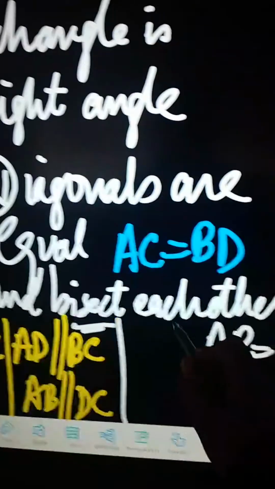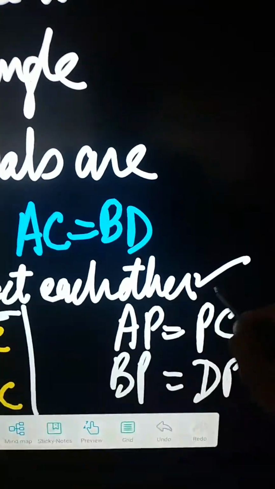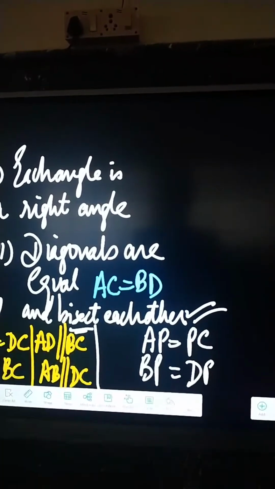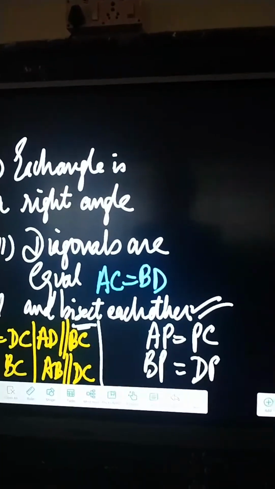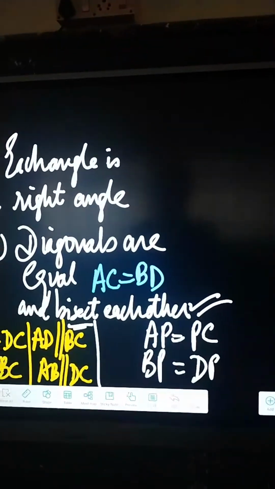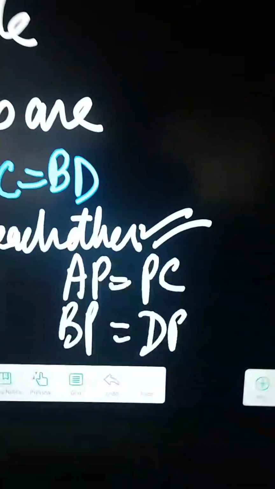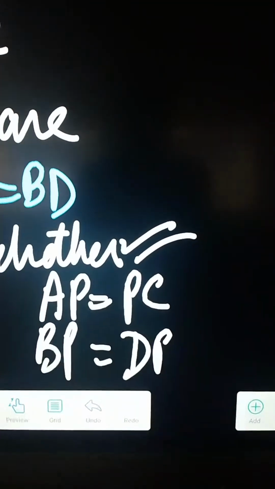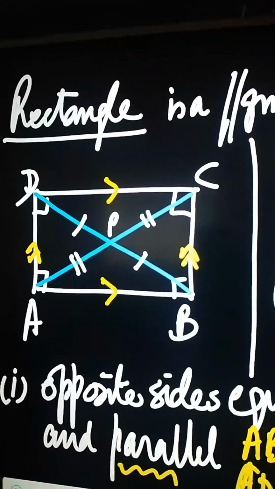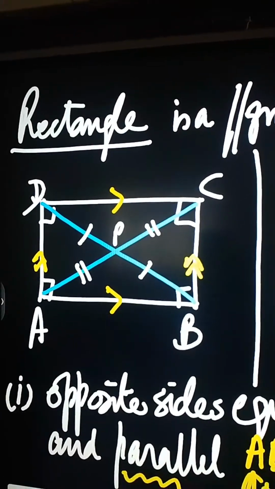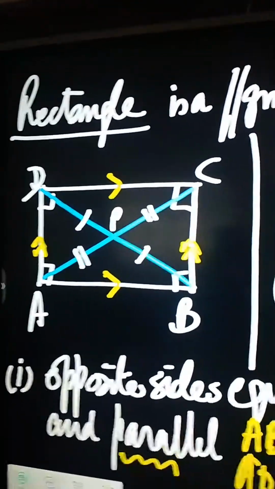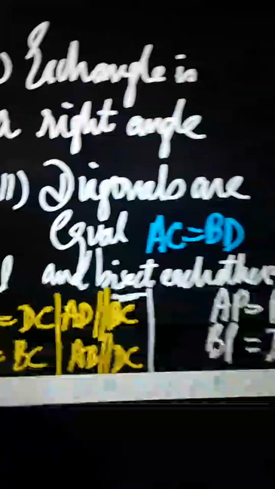But its most commonly used property is that they bisect each other. The diagonal property is mostly used because everyone knows that each angle is 90 degrees, but the property of the diagonals bisecting each other means cutting into two equal parts: AP is equal to PC and BP is equal to DP. You can take a screenshot of the figure, draw it and then understand. When you open your book, you will see the figure there, but I am explaining in a simple way.